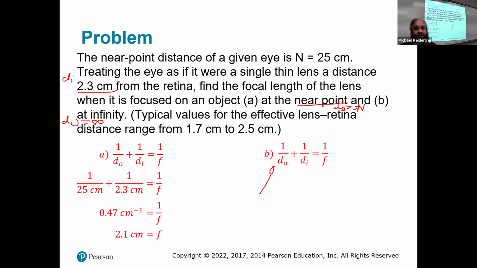Now, at infinity, if we let DO go to infinity, then this term, 1 over DO, goes to 0. So 1 over infinity is 0. So 1 over 2.3 centimeters equals 1 over the focal length. So the focal length is 2.3 centimeters.